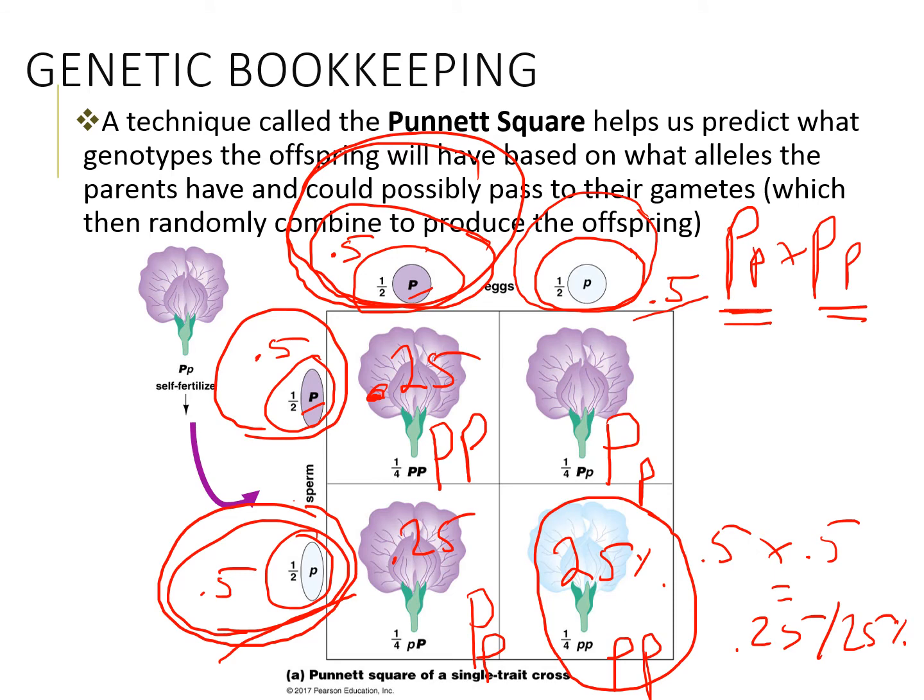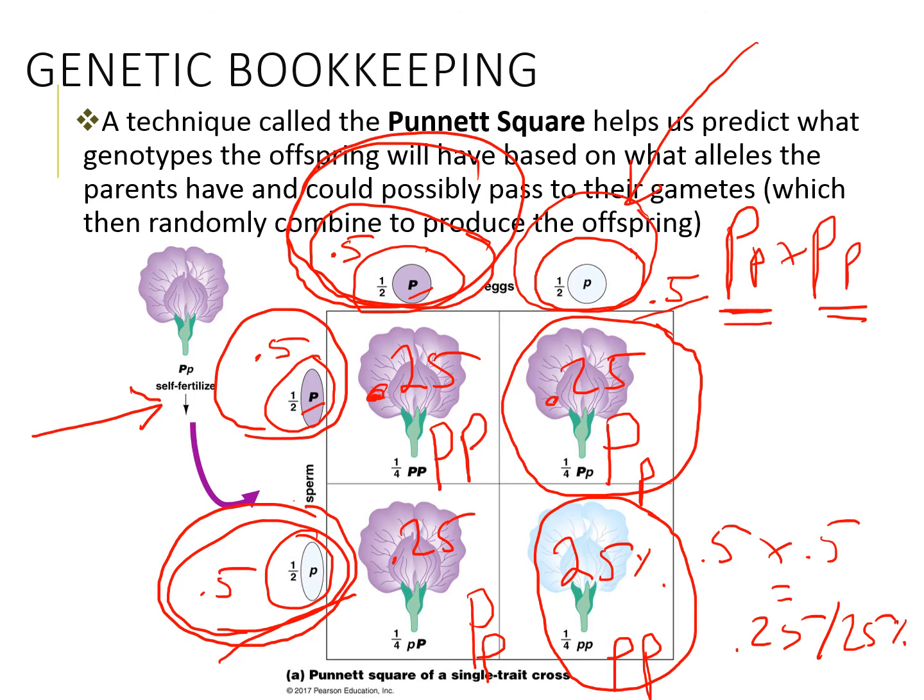But now there's another way that we could get a heterozygote. In the top right square here, the other way is that the other parent gives a big P, and this parent instead gives a little p. So that's the second way we can get a heterozygote. So again, 0.5 times 0.5 is 0.25, or 25%. 25% plus 25% is 50%.